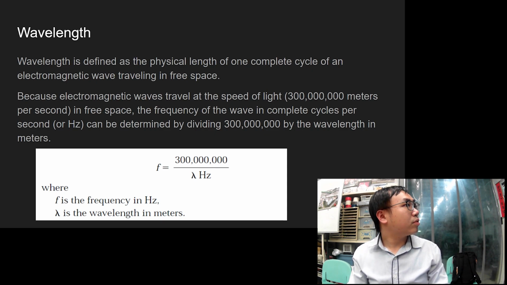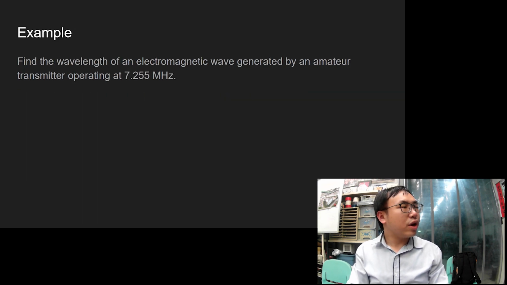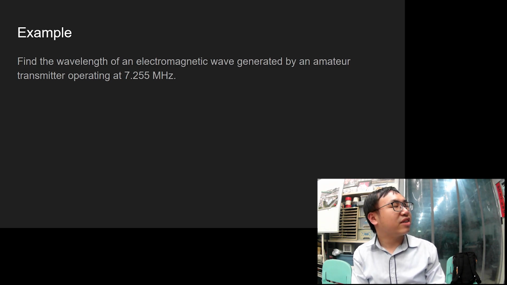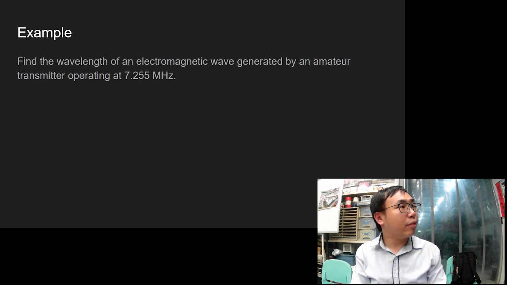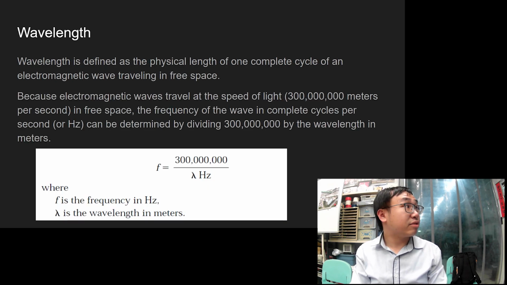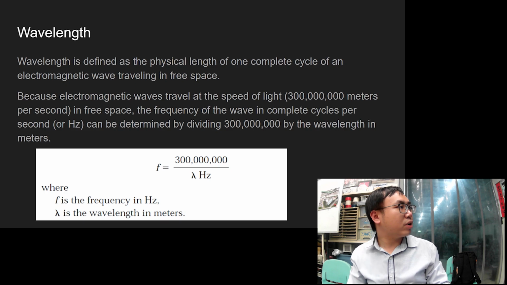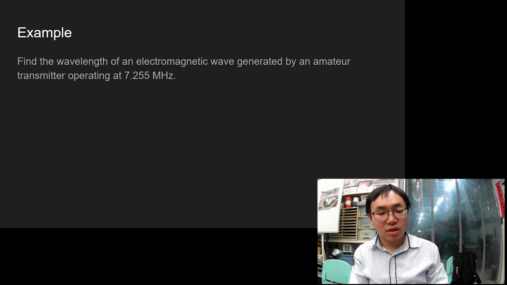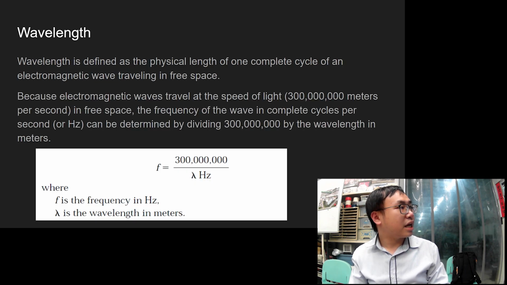Okay, so we have got an example here. Find the wavelength of the light wave generated by an amateur transmitter operating at 7.255 megahertz. Okay, so how are we going to calculate it? It's easy, right? Frequency is in megahertz, so we can put 7.255 megahertz here and set up an equation.